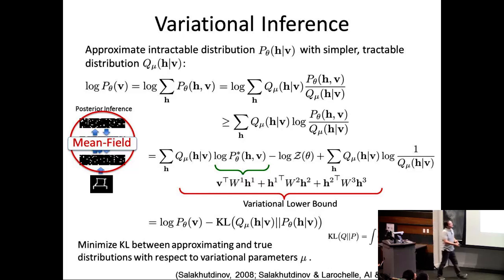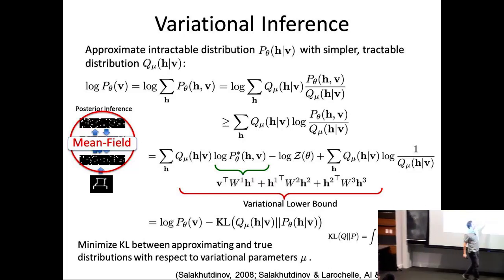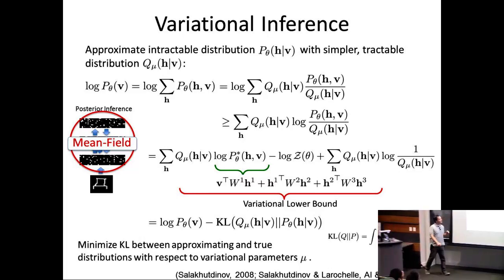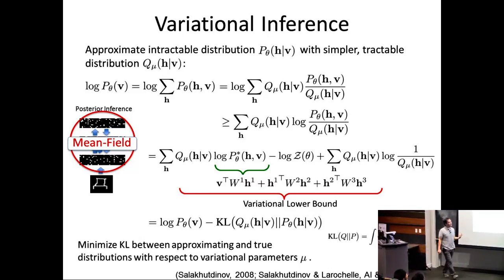And now you have to take the expectation with respect to these random variables. And this is the variational bound. Again, it's the same as the log marginal minus the KL divergence between Q and P. And you maximize this bound with respect to these variational parameters mu. So it's exactly the same thing as we've seen, just applying this theory to this particular model.